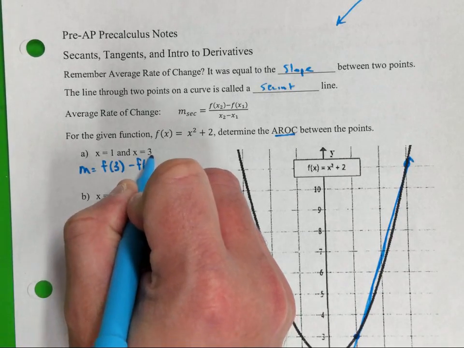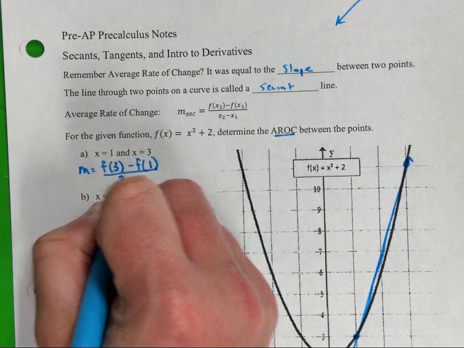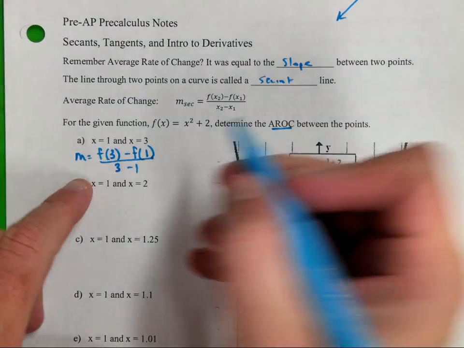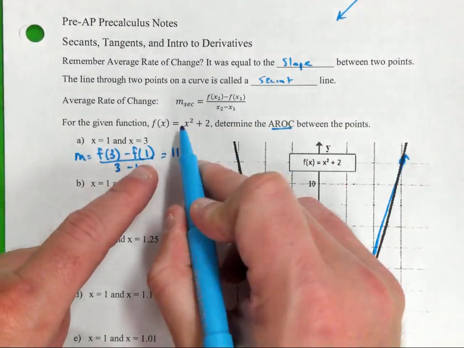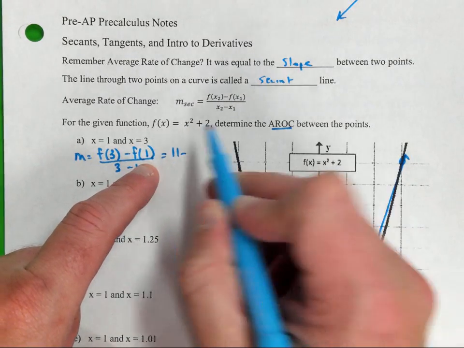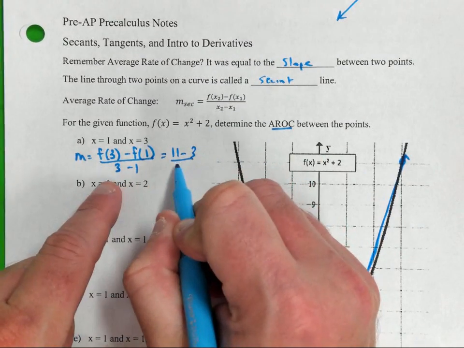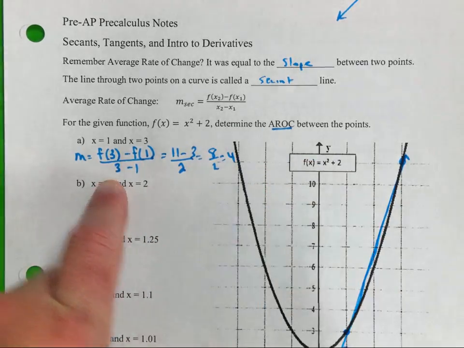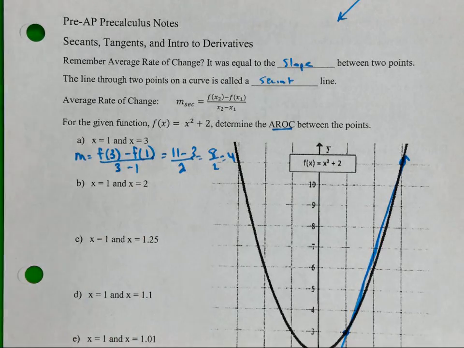F of 1 over 3 minus 1. We've done this before this year. Average rate of change. F of 3. I take 3, plug it in. What's 3 squared? 9 plus 2 is 11. Minus, I plug 1 in. 1 squared is 1, plus 2 is 3. 3 minus 1 is 2. So that gives me 8 over 2, which is equal to what? 4. Okay?